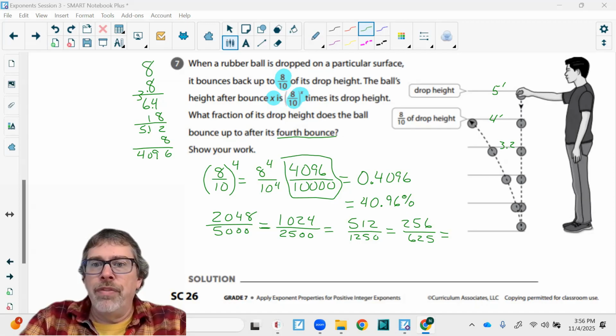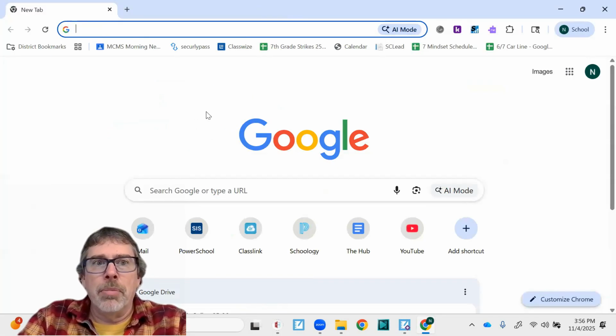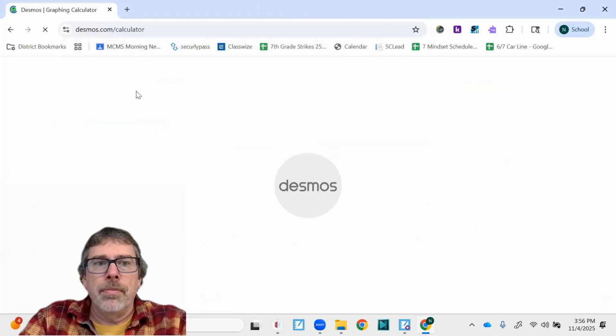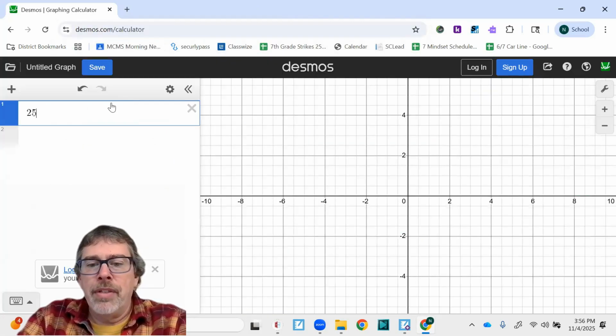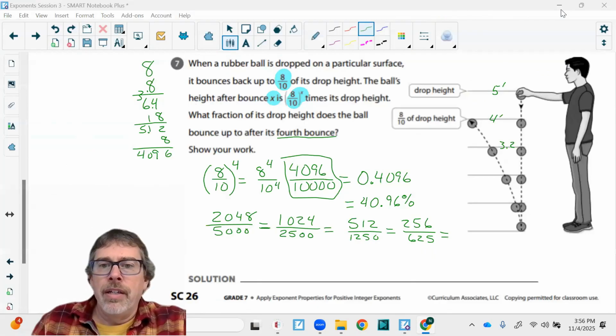And I want 256 divided by 625. So if I go to Desmos and put 256 divided by 625, I get that same 0.4096. Click on that, and it does not reduce any further. 256 divided by 625 is the fraction reduced.